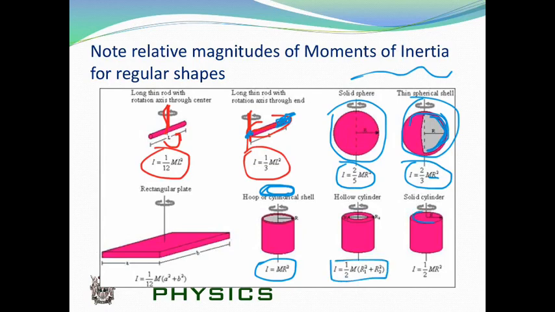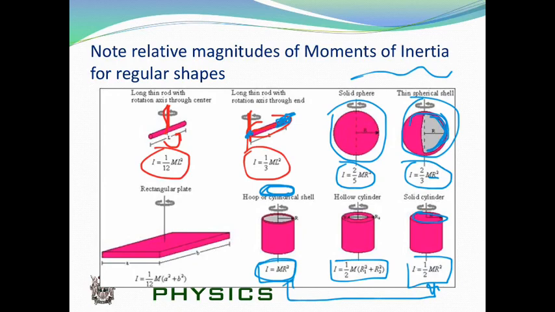But if you have a solid cylinder, the mass is distributed evenly, so it's not all located at the outer edge. It has 1/2 mr squared. So check out these two differences. If you have a solid cylinder, you have 1/2 mr squared. If you have a hollow cylinder, you have a full mr squared. So much bigger inertia here.